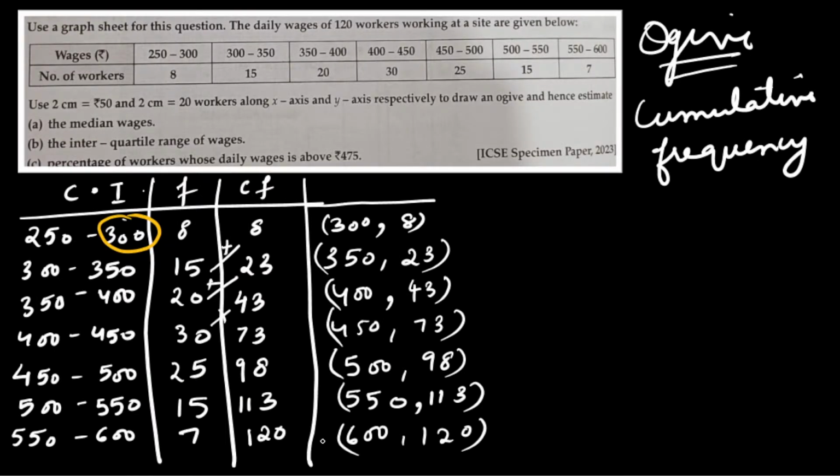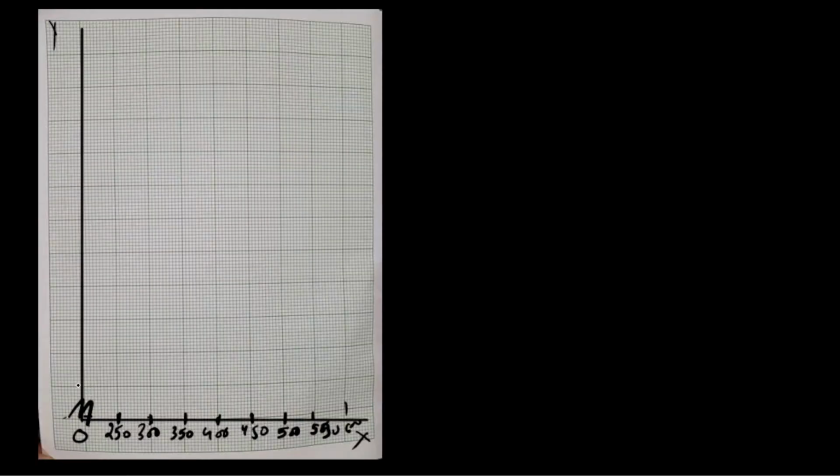Now frequency, you can see what is the frequency. Frequency is very high here because cumulative frequency we have to draw. So what we can do, we can just write it as 10, 20, 30, 40, 50, 60, 70, 80, 90, 100, 110, 120, because 120 is also there. So we have to mark the point. So I have taken this.